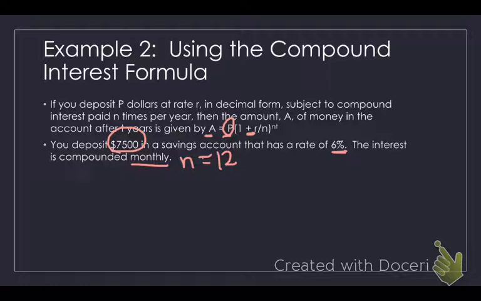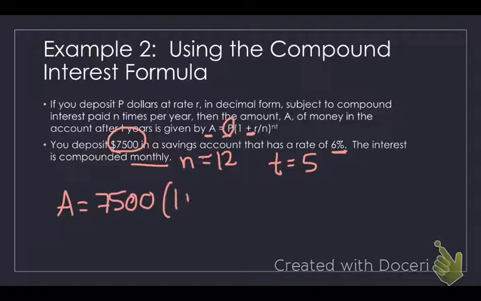And then it doesn't say how many years. Okay, we're going to assume that our time is 5 years. So let's go ahead and plug all that in. A equals 7,500, how much we originally invested, times 1 plus our rate, 0.06, divided by our 12 times it's compounded in a year, raised to the power of 12 times 5.